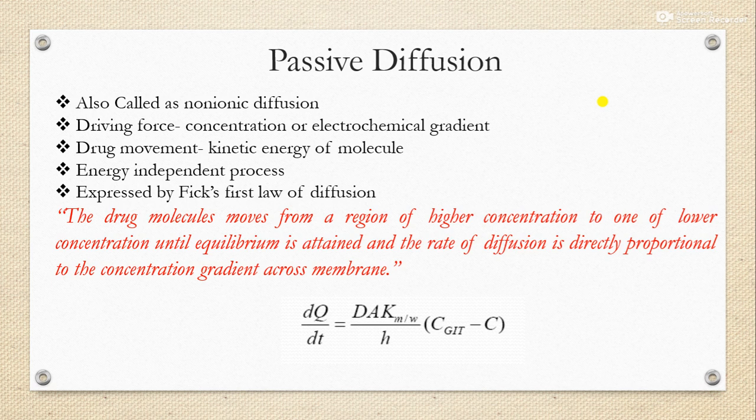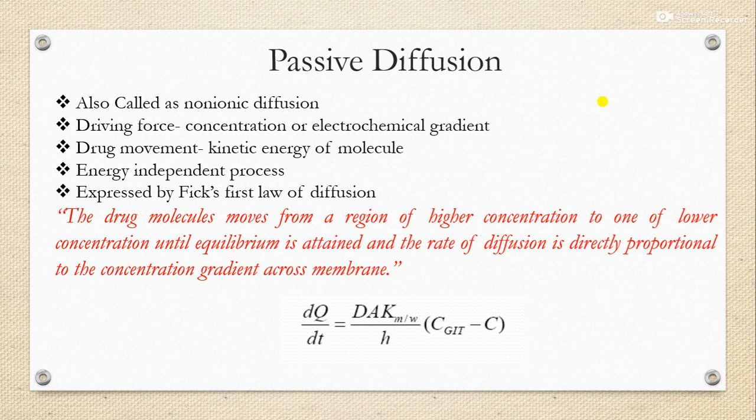And passive diffusion is best expressed by Fick's law of diffusion, which states that the drug molecules move from a region of higher concentration to one of lower concentration until equilibrium is attained, and the rate of diffusion is directly proportional to the concentration gradient across the membrane.